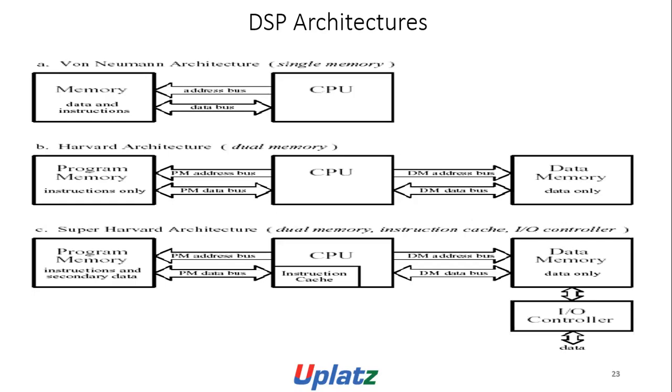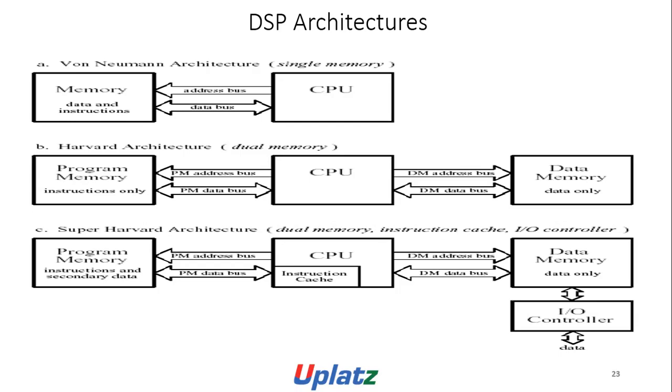DSP architectures. One is the von Neumann architecture, with a single memory: the CPU has an address bus and a data bus going to the memory, and data and instructions are stored in the same memory. The Harvard architecture has dual memory. On one side we have the program address bus and program data bus, and program memory where only instructions are stored. On the other side we have data memory, with a data memory address bus and data memory data bus.